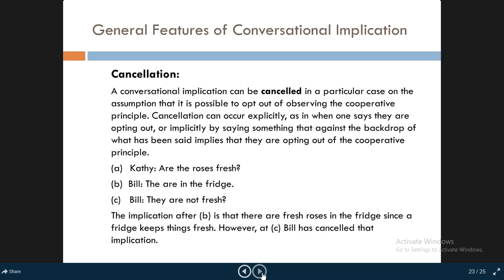Kathy says, "Are the roses fresh?" Bill: "They are in the fridge. They are not fresh." The implicature after B is that there are fresh roses in the fridge, since a fridge keeps things fresh. However, at C, Bill has cancelled that implicature.